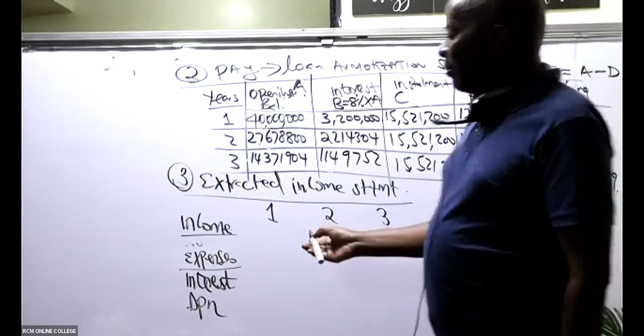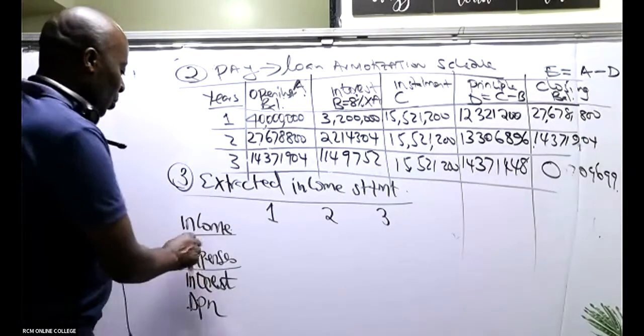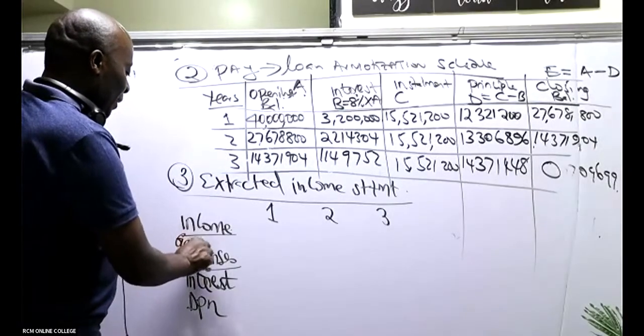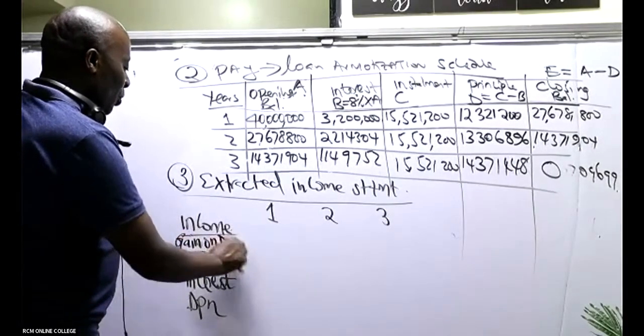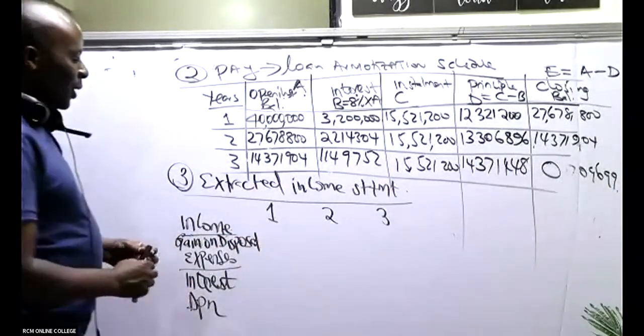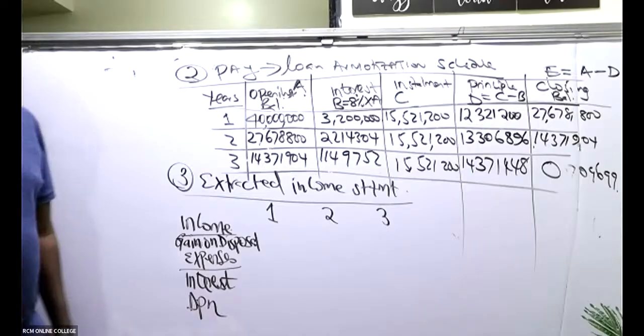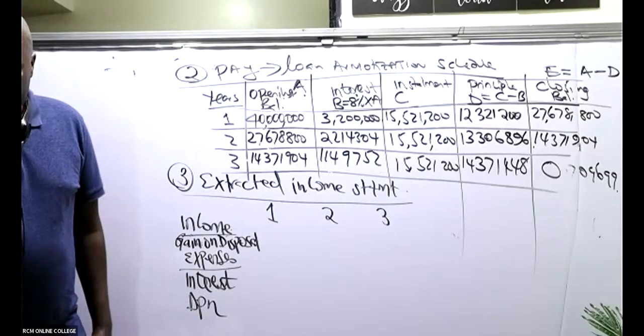So we have income, basically will be the gain on disposal. We have here the gain on disposal. We disposed this asset, remember. Can somebody in this case give me this gain on disposal that we shall book in year one?